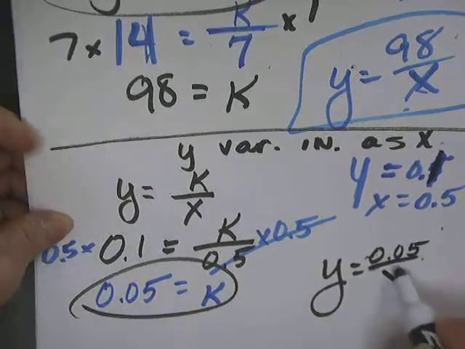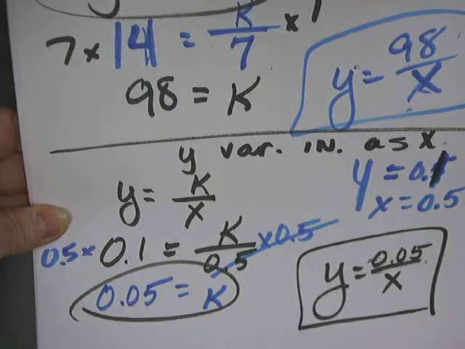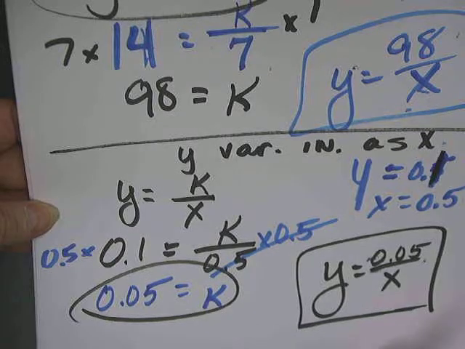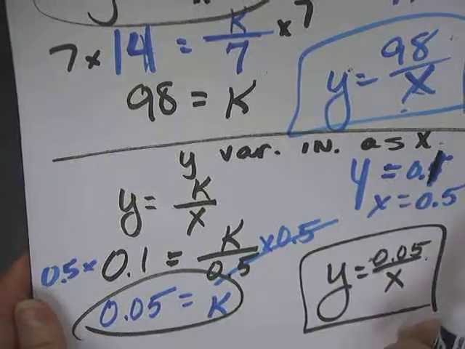So how do we solve that? Multiply. Times 0.5, right? So k is 0.05. Okay, so this is our k. How do we write our equation? Y equals 0.05 over x. Remember, leave the x and y. Just replace the k in this.